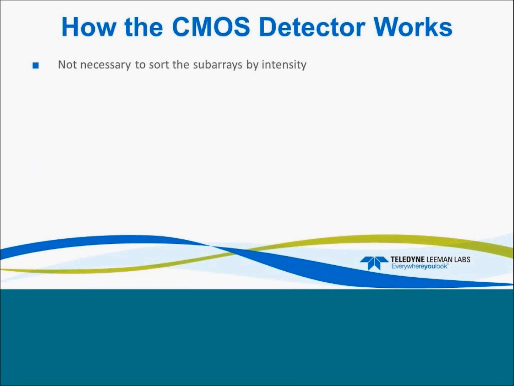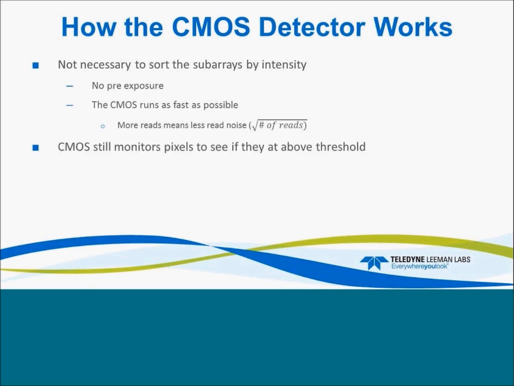So how does that work? So first, it's not necessary to sort the subarrays by intensity. It's just not required. So right off the bat, that saves 2 seconds or so on each integration on every sample that gets run. So there's no pre-exposure, right? So what we do is we're going to run the CMOS device as fast as possible. And the reason we want to do that, the more reads, the less read noise. Square root of the number of reads is how you reduce the read noise, right? But we still monitor pixels to see if they're above threshold, of course. There's still a finite full well capacity, and we do monitor that, okay?